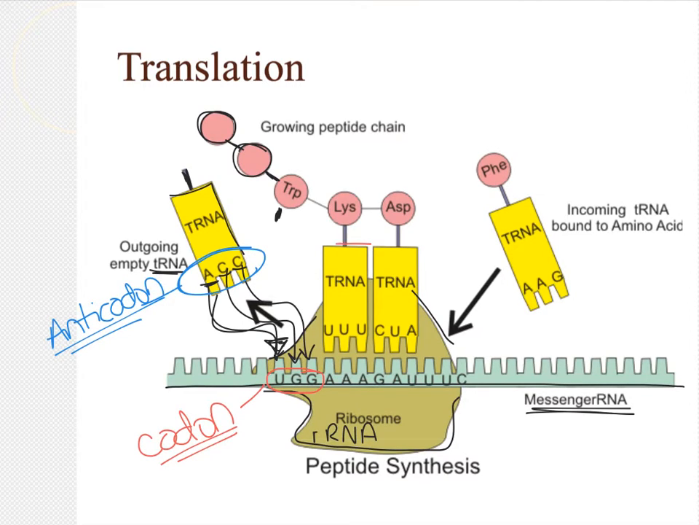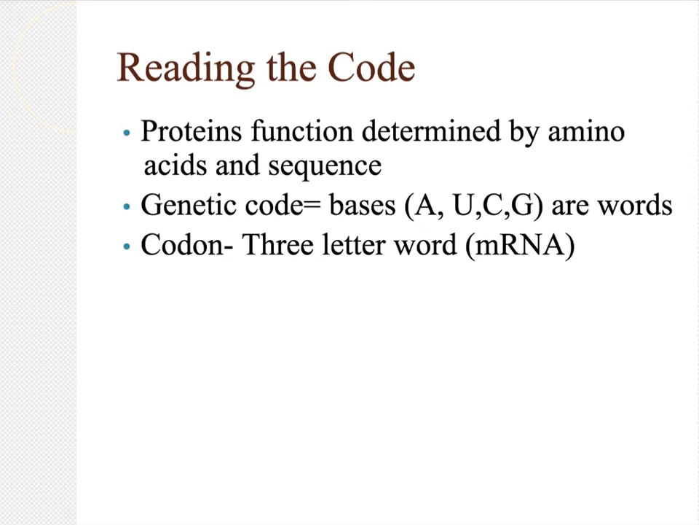So if we look at this next transfer RNA that says UUU, it matches up with AAA and brings this amino acid right here. And then the next transfer RNA has CUA and it matches with GAU and it brings this amino acid. And here comes the next transfer RNA to bring in the next piece. So a protein functions according to if it's got the correct amino acids in the correct order.